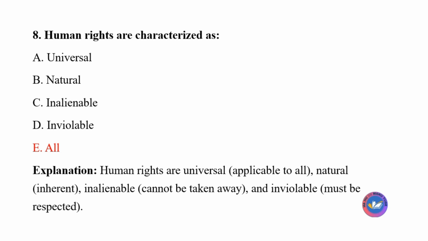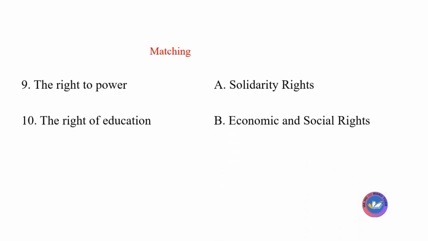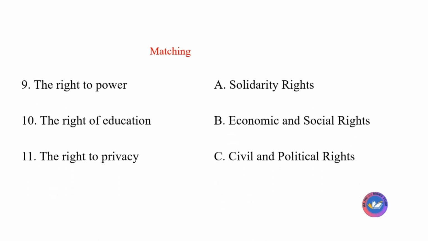Match the following. Let's go to the answers. The right to power matches with civil and political rights. The right of education is an economic and social right. And the right to privacy is a solidarity right.